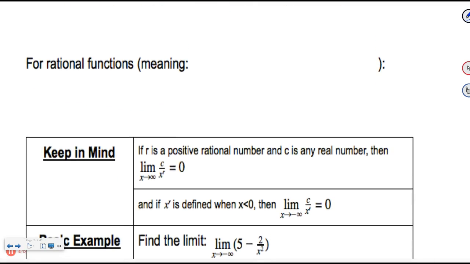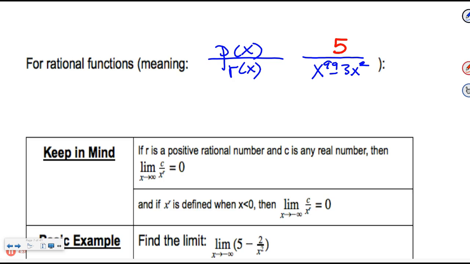There's one key thing to this, and when you have a rational function, which really just means some polynomial over some other polynomial, I'm going to call it p of x over r of x. I'll put a fake one up here, but I'm going to make my top polynomial a constant so you can see it. On the bottom, maybe I'll make it x to the 99th minus 3x squared. Just two very strange looking polynomials.